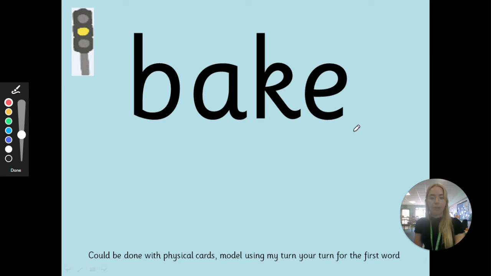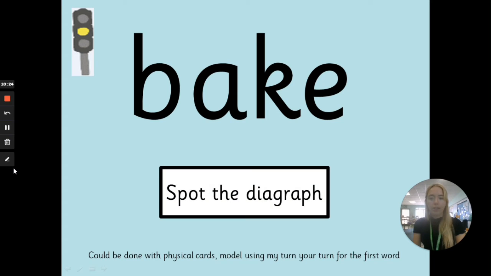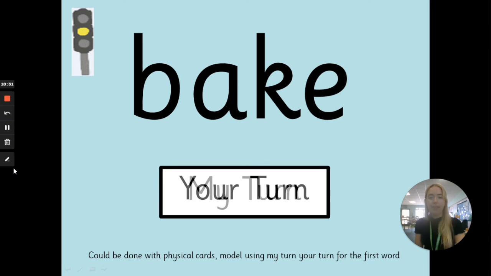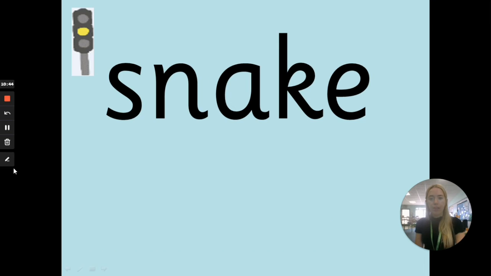So I think I've put animations on, if it will let me. Yeah, so spot the digraph first. So I've put these animations on really just for a prompt for myself. My turn, and then their turn to have a go. And something that Ellie used that I really liked was to use your phonics finger. So you could get the children to point in the air, putting the sound buttons on, just to try and reinforce that. So then you would move on.